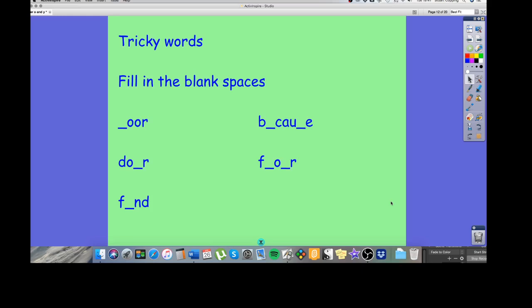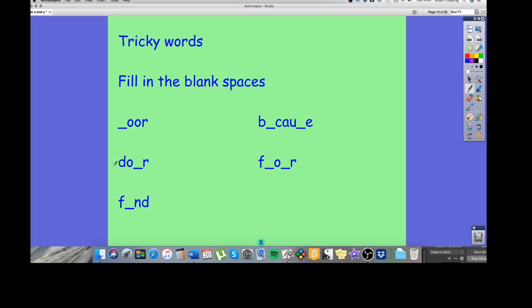Okay, so here we've got our five tricky words. There's some letters missing. I want you to write the words in your book, but put the missing letters in a different colour. So pause now and have a go. Okay, now you should have five tricky words written down. Here I'm going to go through them.